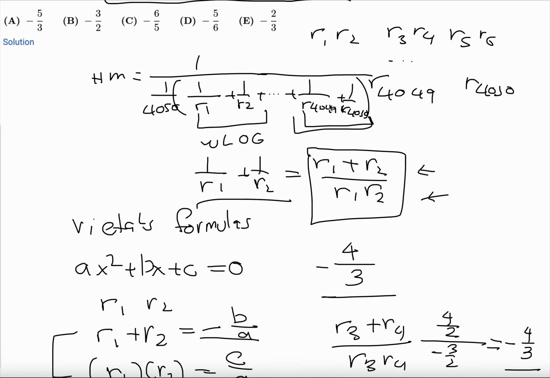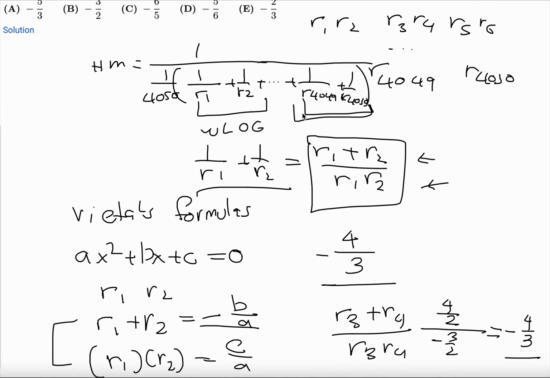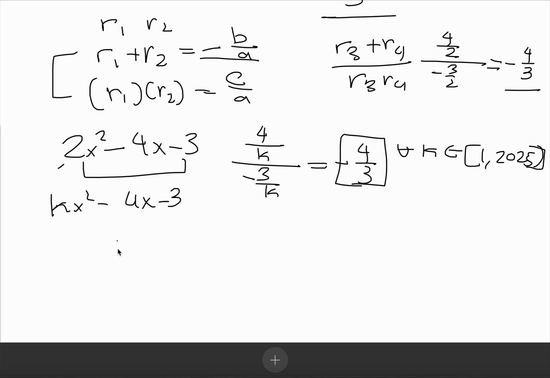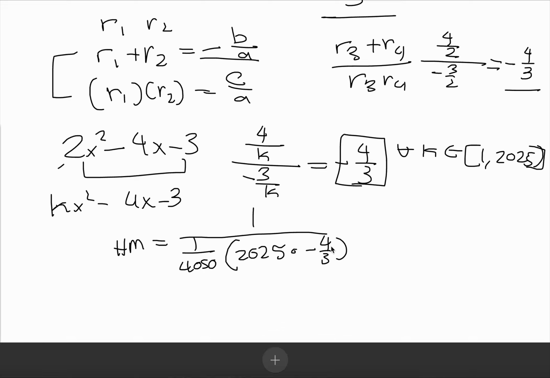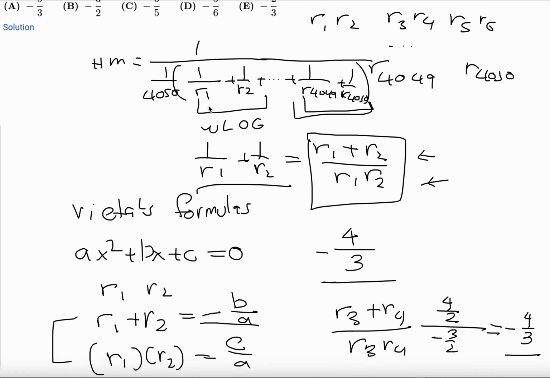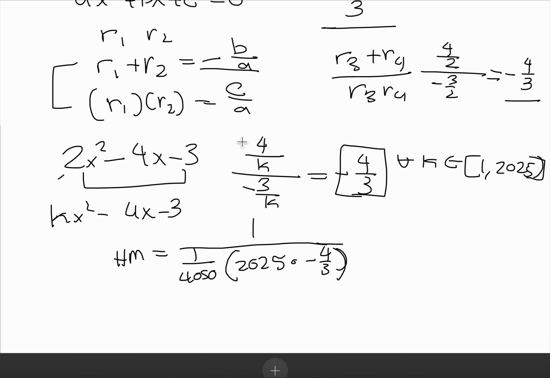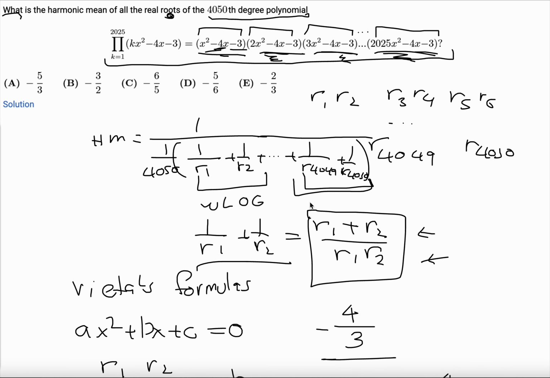And how many pairs do we have? We have 2025 pairs of this minus 4/3 here. So basically this simplifies: HM equals 1 over 4050 times 2025 copies of minus 4/3, because each of the pairs of 2 simplifies to the same thing. Now we just simplify this, and we can cancel this out. This leaves a 2, and this also leaves a 2, and so we're left with 1 over minus 2/3, which equals minus 3/2. And so that's going to be our answer.